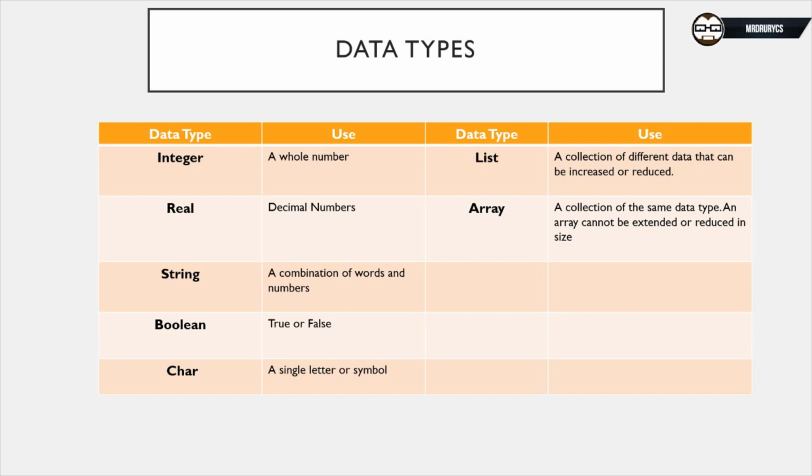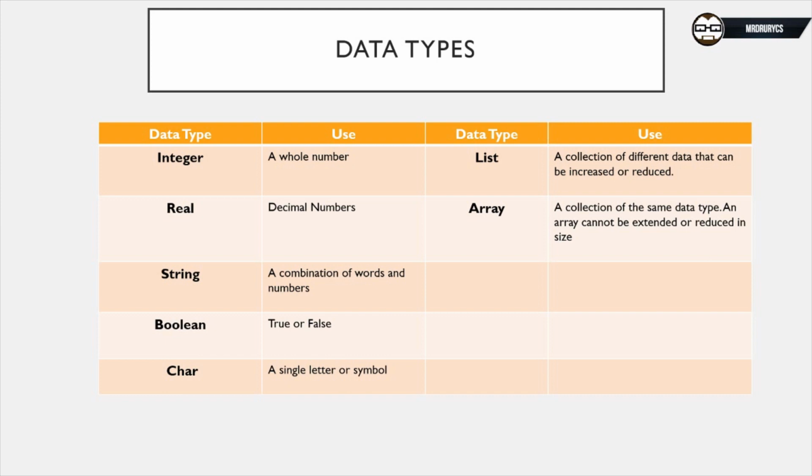Just like the letter S, for example. Or if you were answering a form on gender, you might put M for male, so it'd be a single character. A list is a collection of different data that can be increased or reduced. A list does not have to be the same data type, depending on the language, but generally speaking, a list can have integers, strings, everything all mixed together. But you can change the size of a list.